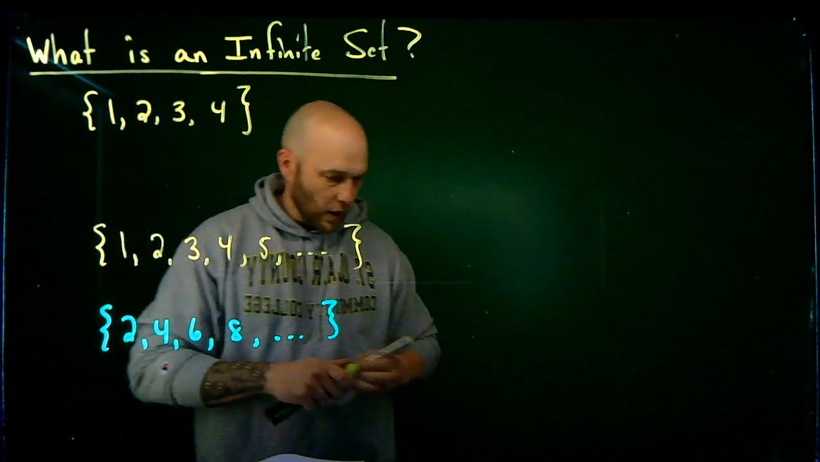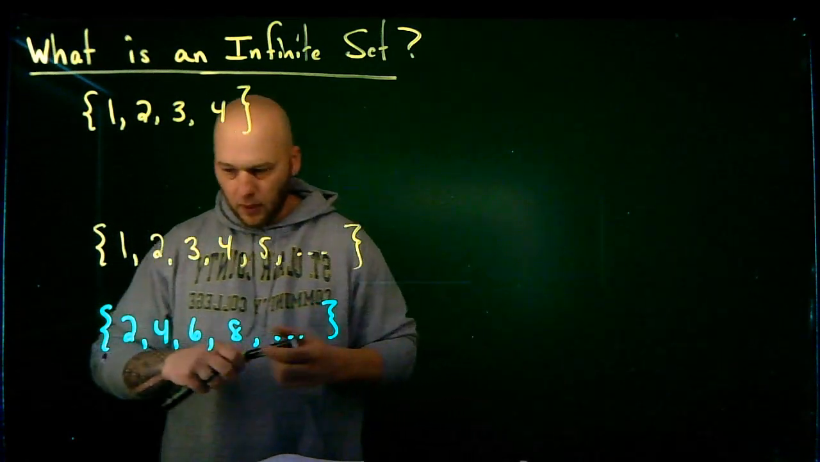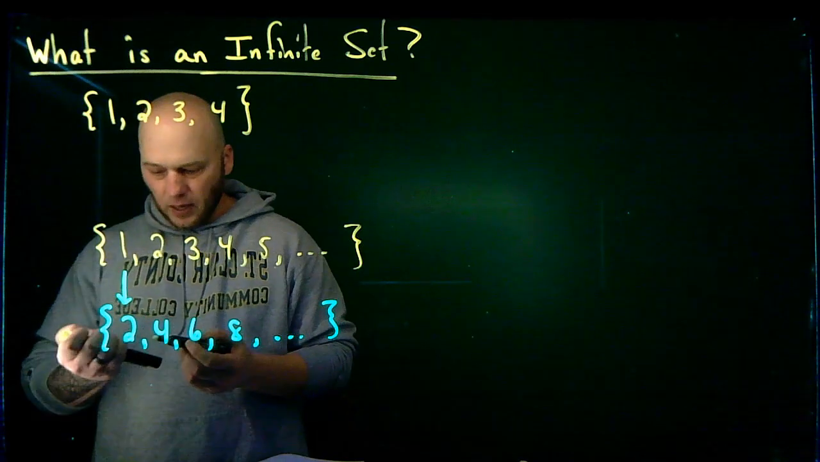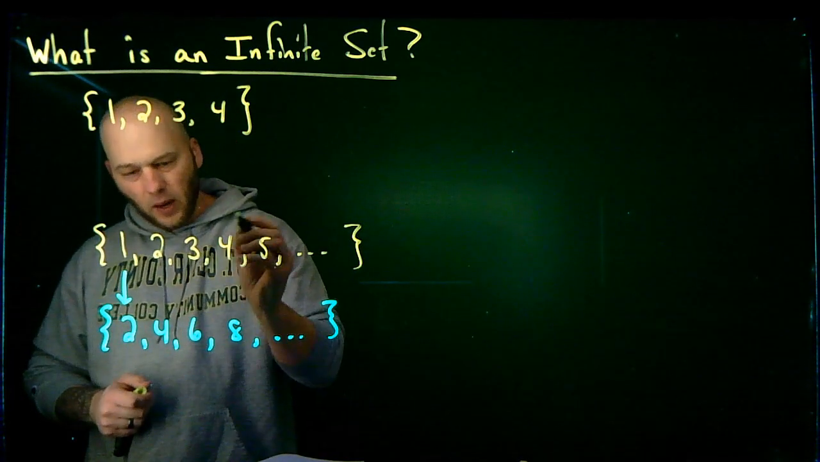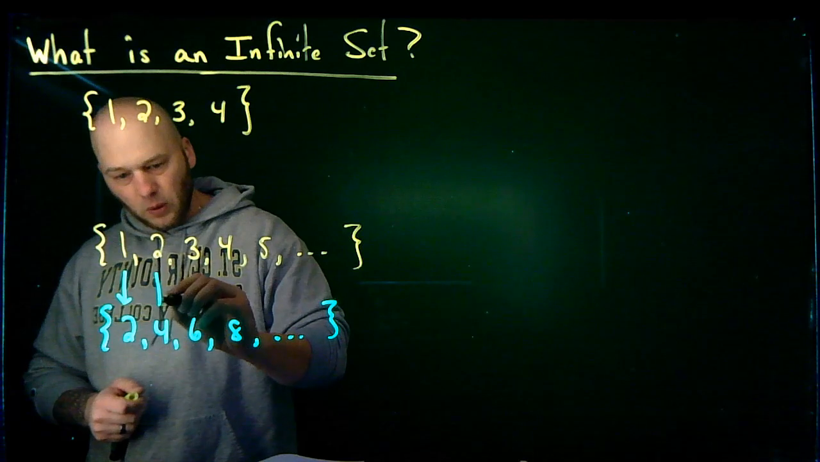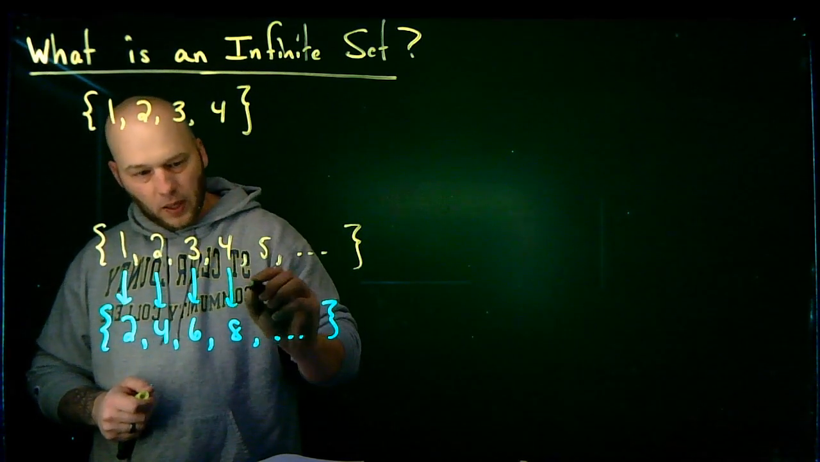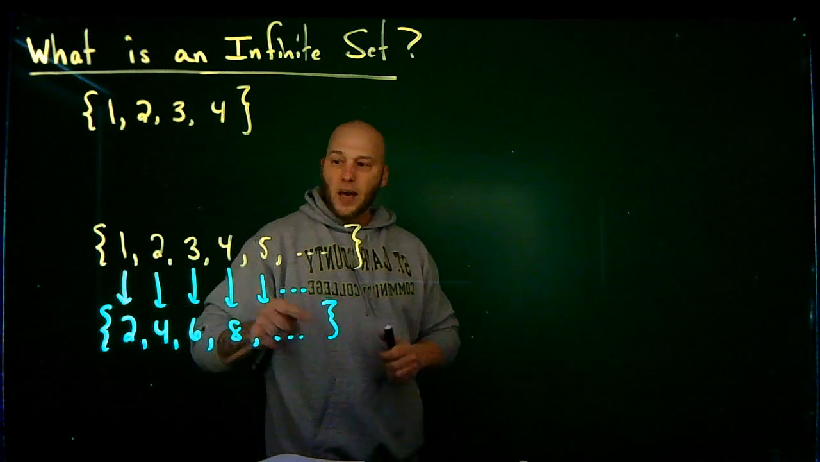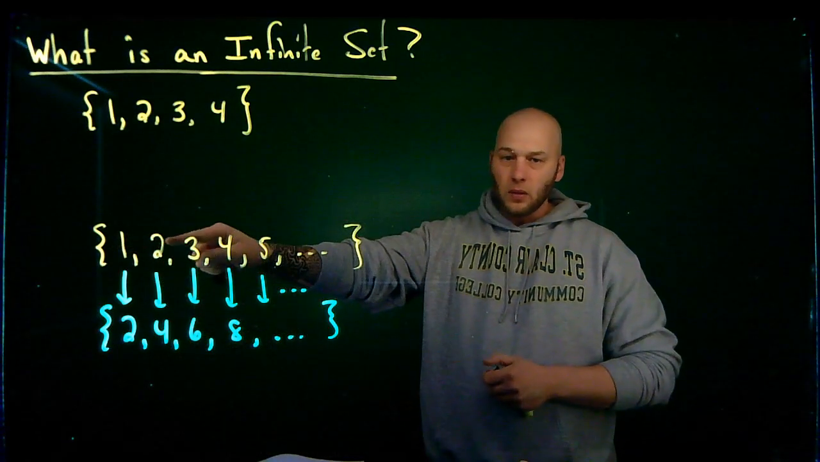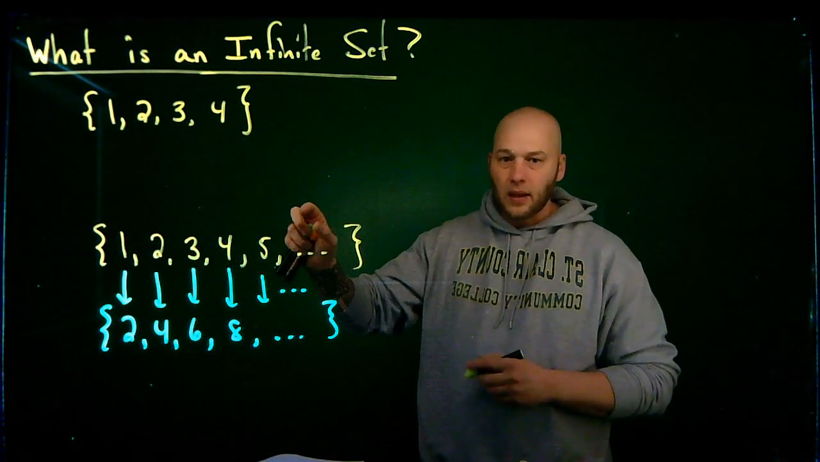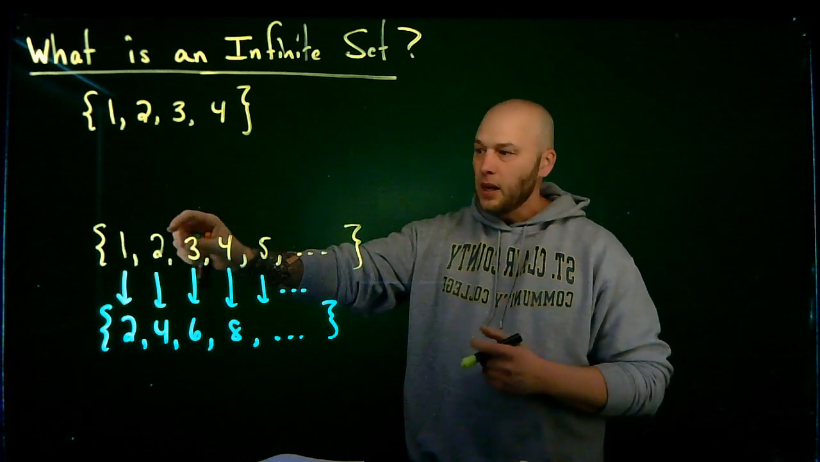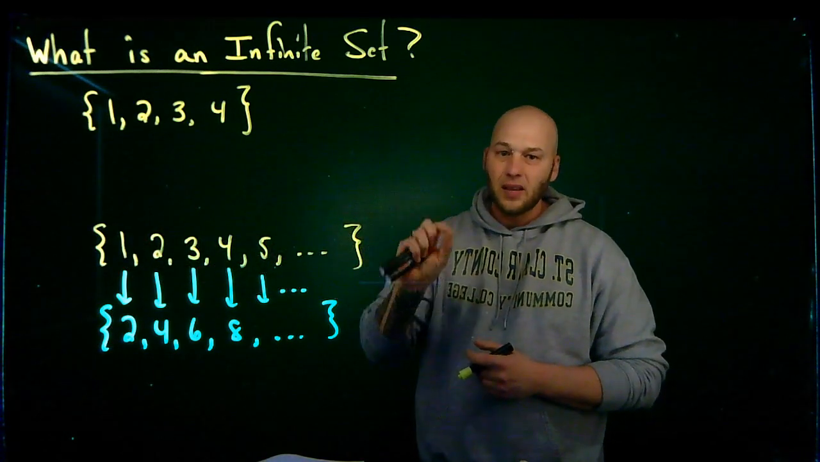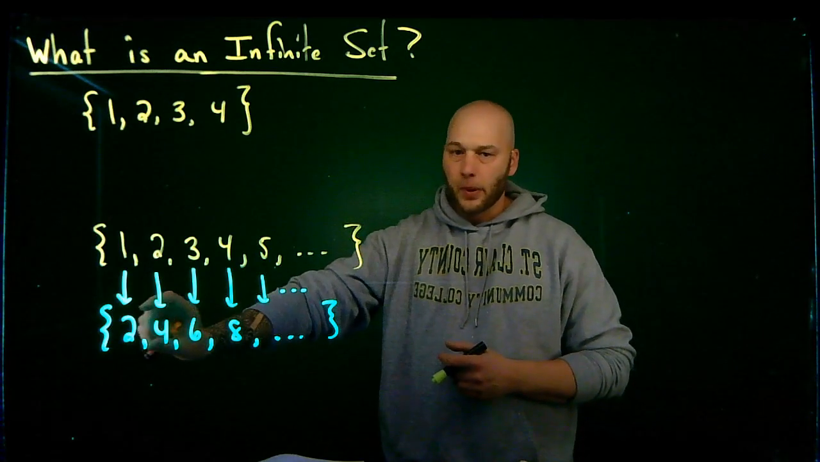Let's try this one. The yellow and the green kind of show up the same, but whatever. I can go from 1 to 2, 2 to 4, 3 to 6, 4 to 8, etc. And what this shows me is that the number of elements, if number even makes sense in this context, the amount of elements in this original set of all the positive integers is the same as a proper subset.